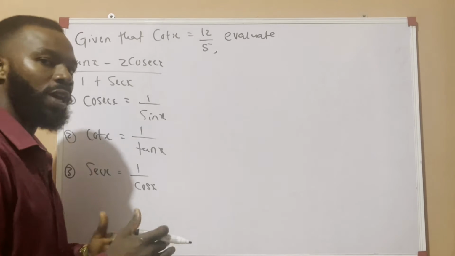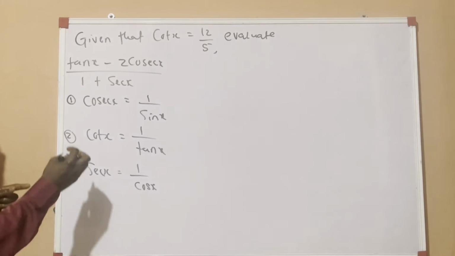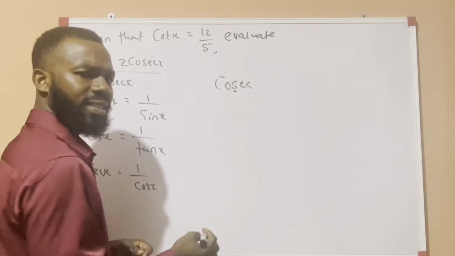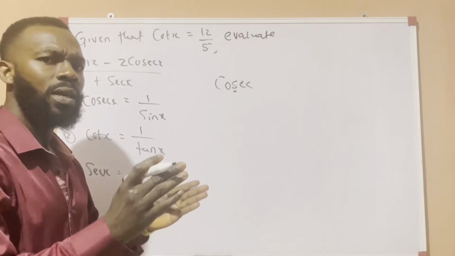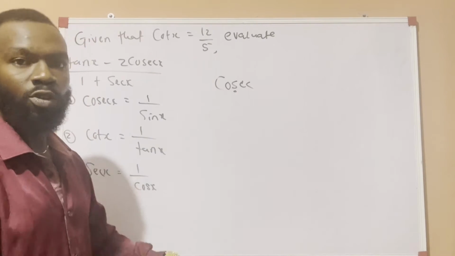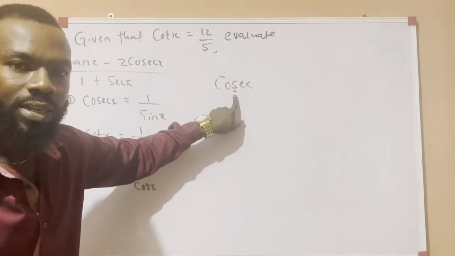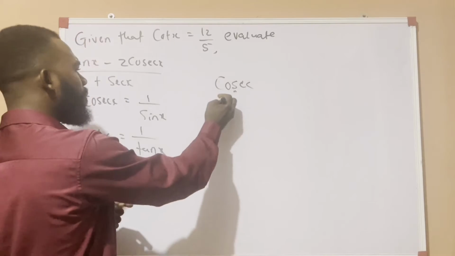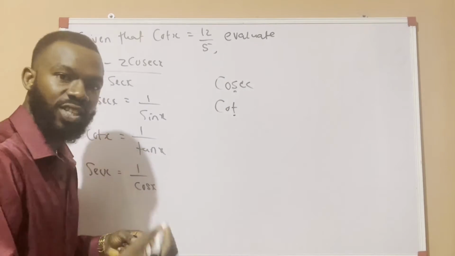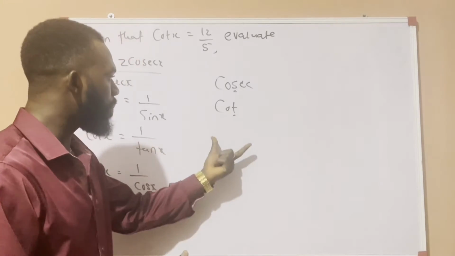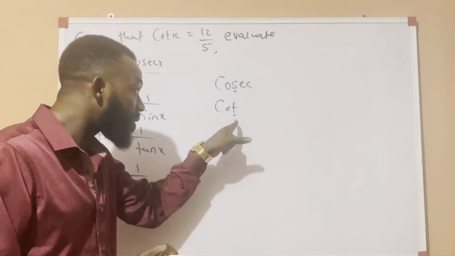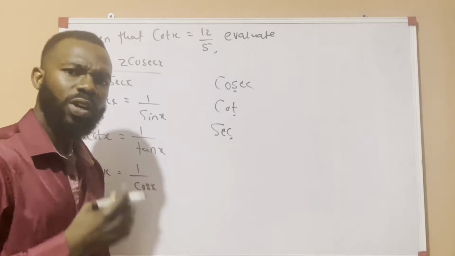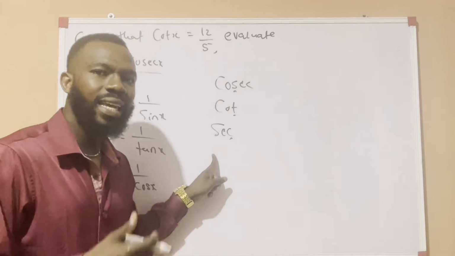Most of you might forget this, so let me give you a shorter way to remember these inverses. If you take a look at the spelling of cosec, the third letter is s, and s represents sine. So cosec is the inverse of sine. For cot, the third letter is t, which represents tan, so cot is the inverse of tan. Lastly, sec: the third letter is c, which represents cos, so sec is the inverse of cos.